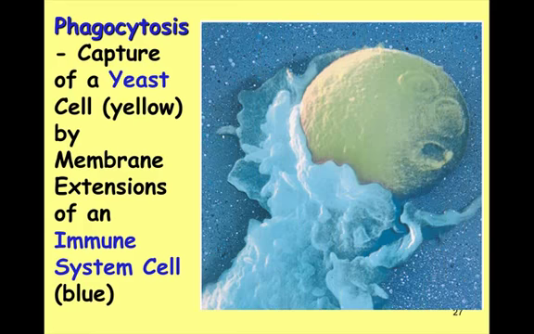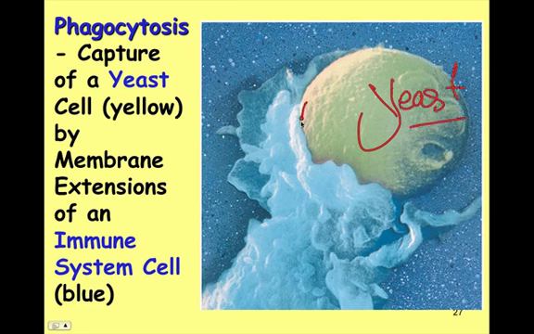Here would be another picture of phagocytosis happening. It's capturing a yeast cell, and the yeast cell is right here in yellow. This is the yeast. And this is the portion of the cell membrane that is going to extend around this yeast cell and then bring it back into the cell itself.